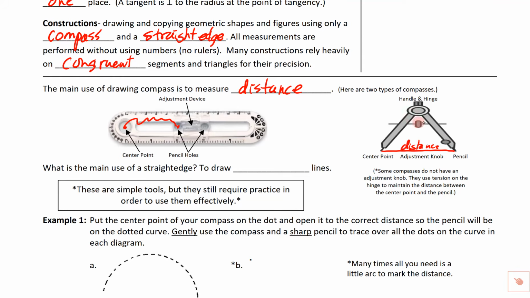Now, some compasses have this little adjustment knob and some don't. Some of them just have a little screw right here that you can use to increase the tension. If it gets a little loose and floppy, then you can always tighten that up with a screwdriver.